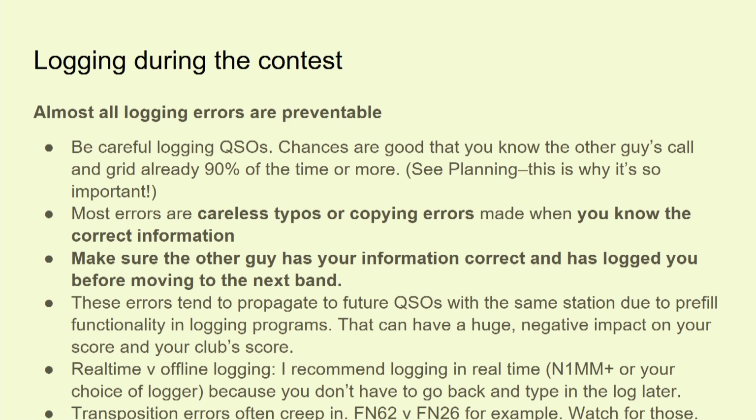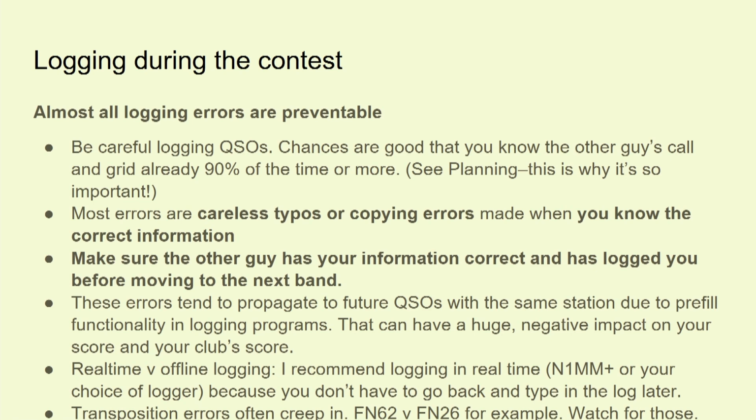So if you log the person incorrectly when you work them on 6 meters and then you move to 2 meters, it's going to pre-fill that for you. You're going to lose every QSO you made with that station. So make sure you're laughing, Raj, because you know, right? Yeah, been there, done that. We've all done that, right? So be very careful with that kind of stuff.